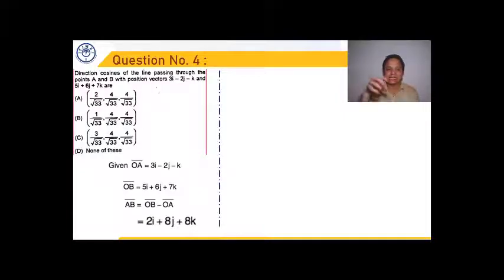Now we have to find its direction ratios, then the direction cosines are asked. So can we say the modulus of AB vector is 2 square is 4 plus 8 square is 64 plus 8 square is 64. 64 plus 64 is 128, plus 4 is 132, which is under root of 132. Now this is 33 into 4, so 2 comes out from the square root of 4. So we can say the modulus of AB is twice root 33.